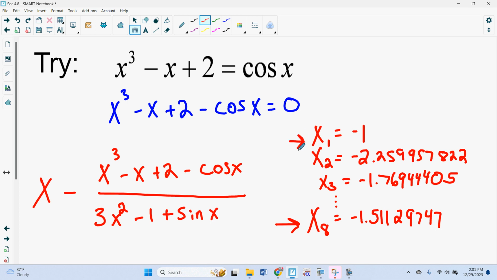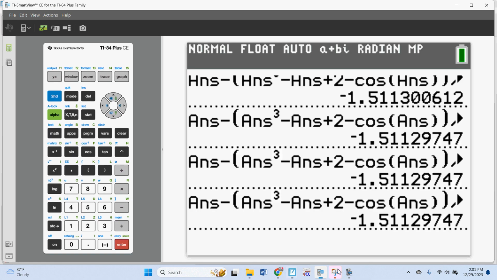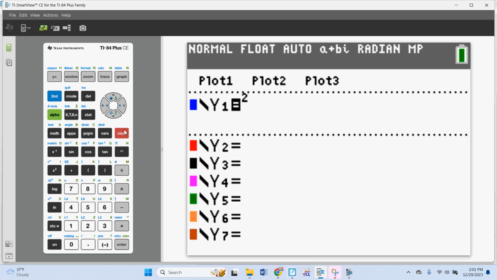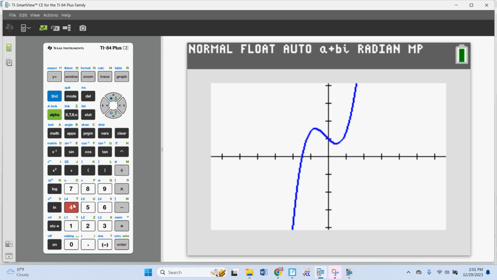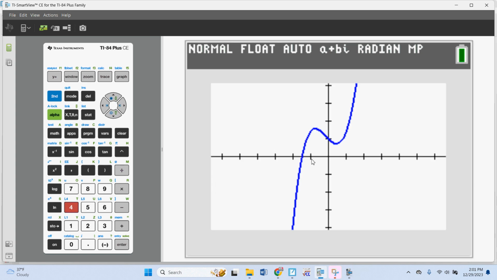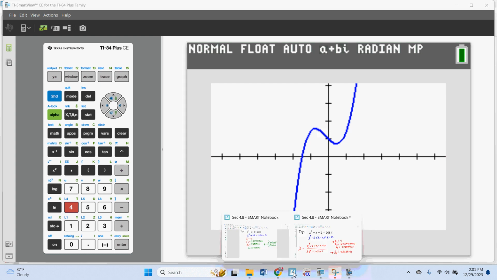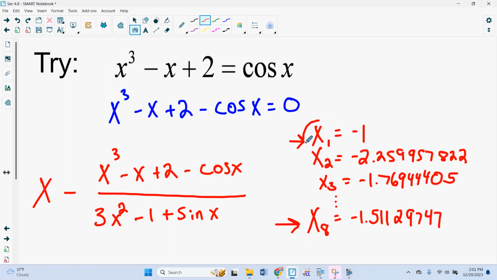Now, if you were not given a first term, how can you find a first term? Well, one way to find a first term is to go back to your calculator and to graph this. So if I graph this function, x cubed minus x plus 2 minus cosine, and I graphed it, I could say we picked, it's between -1 and -2. So my initial guess was -1. So you may use the graph.